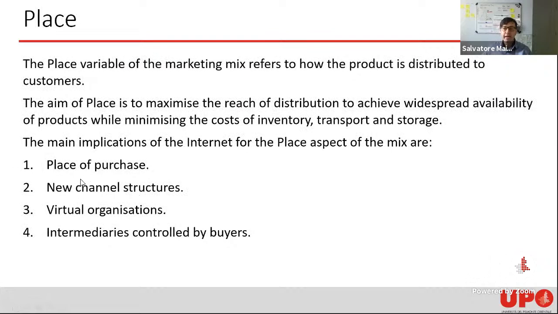Now, place of purchase: new channel structure, virtual organizations, intermediaries controlled by the buyers. Think about the last one. Think about eBay, for instance. It's a consumer-to-consumer marketplace. It's changing at the moment, but when they created it, it was a consumer-to-consumer marketplace. The place of purchase, guys, is going to be your website, right? It's going to be super important that your website is completely transparent, not just in terms of price, but when you enter the checkout, about to put in your credit card details, you want to make sure it's not a scam, right? You want to make sure that the company treats your personal details, including your credit card details, very, very well. Otherwise, you're not going to transact with them anymore.